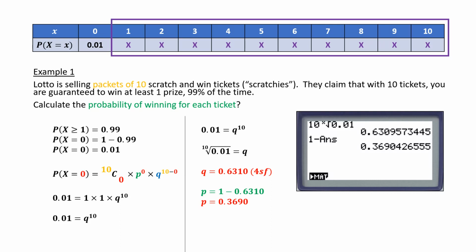And now I've solved the problem, I've found the probability of winning for each ticket, and I can write it as a percentage if I want, and my final statement will say the probability each ticket will win a prize is 36.9%.